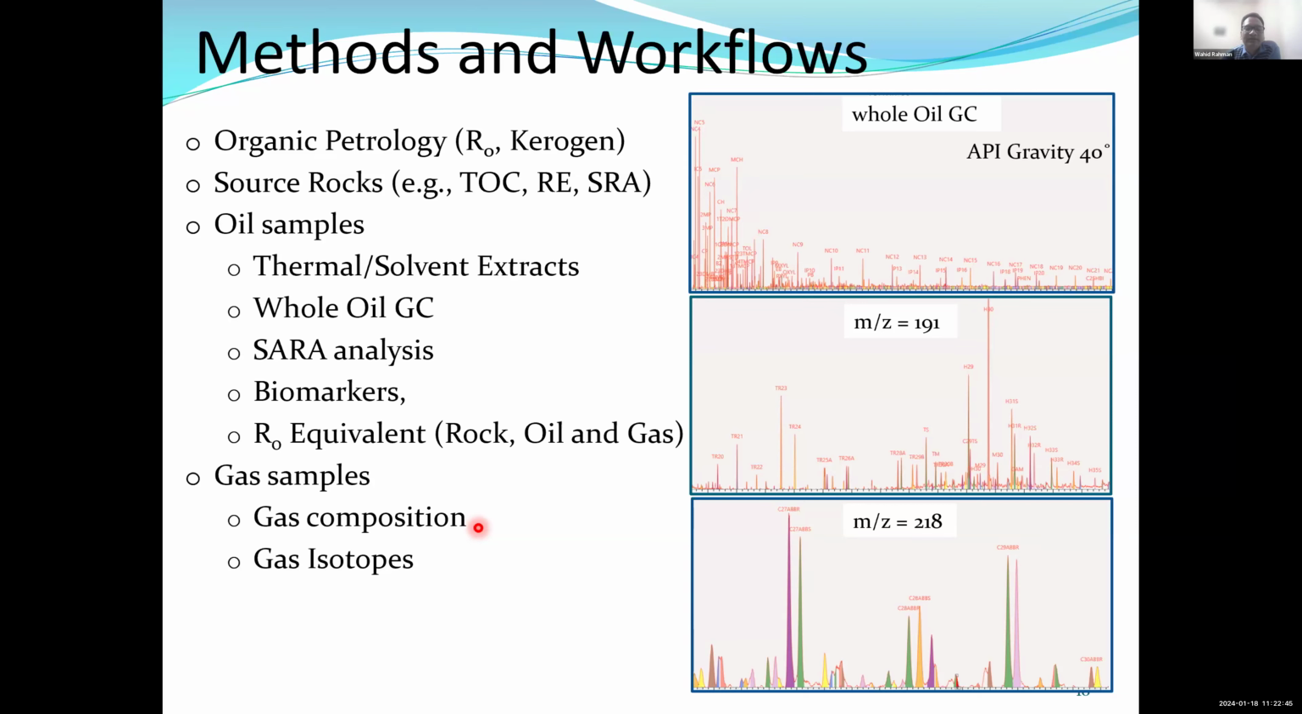And the middle one is another chromatogram. So it is coming from a very well-known, heavily used chromatogram, from m/z 191. It's a saturated biomarker. So we call it, in our language, terpanes and pentacyclic terpanes, tetracyclic terpanes, hopanes, homohopanes. Those are all coming in here.